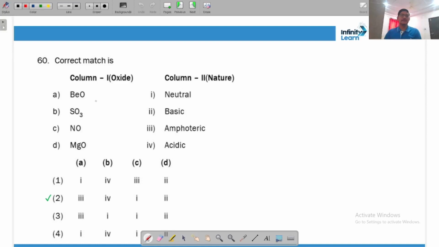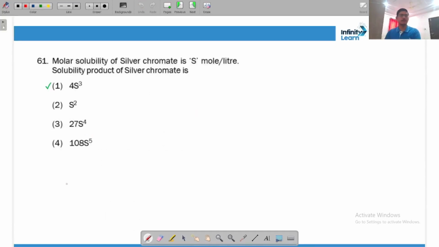Beryllium oxide is amphoteric. You guys should know that. You guys should be aware about the oxides which are amphoteric in nature. SO3 is acidic, right? It is a non-metal oxide. NO is neutral. Again, neutral oxides are important, and MgO being a metal oxide, it is basic, right? So this is the correct answer.